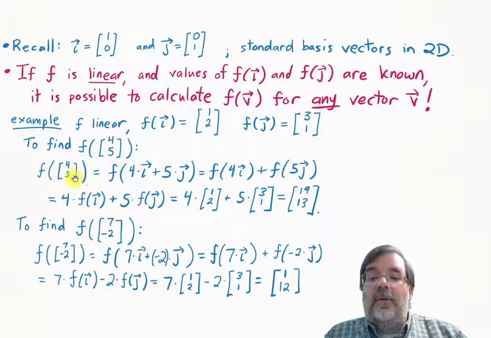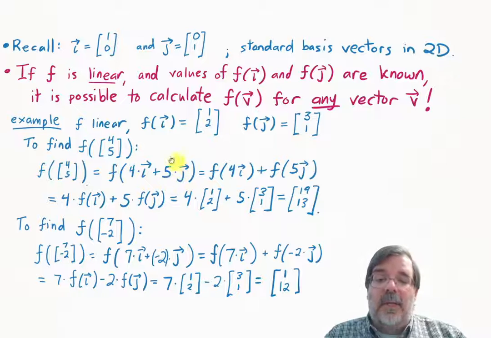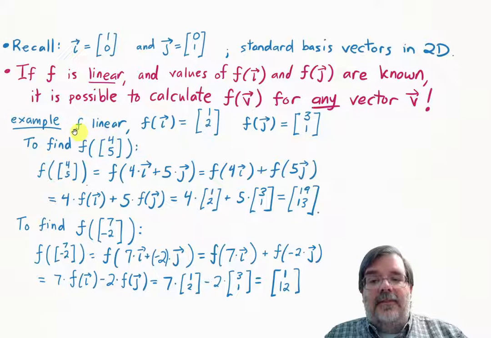And in summary, (4, 5) can be written as 4 times i plus 5 times j. Now, because f is linear, we can break up f. We can separate out over addition. So this term is equal to f of 4i plus f of 5j. But again, since f is linear, we can factor out constants.